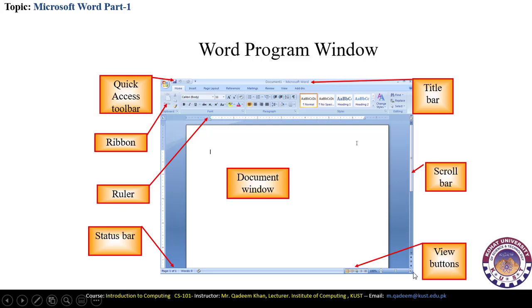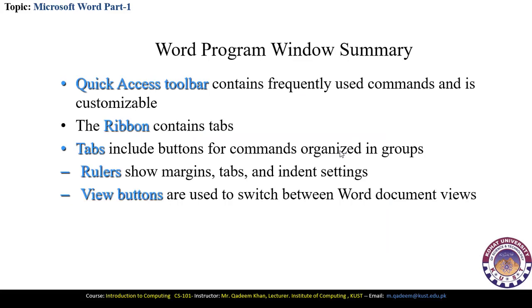Also, we have the view buttons. These are called the view buttons, where you can change the style of the page here. So that is the Word program window. Now, the Word program window has a certain summary. For example, this is another representation of the Word program: the quick access toolbar contains frequently used commands and is customizable. So you can use the frequent commands from the quick access toolbar.